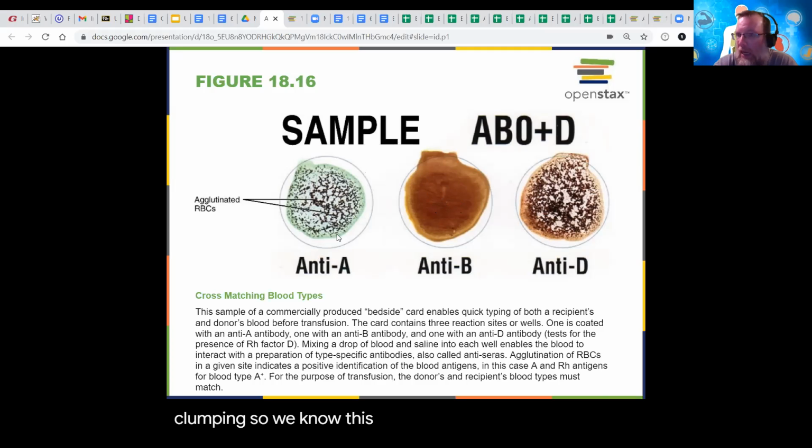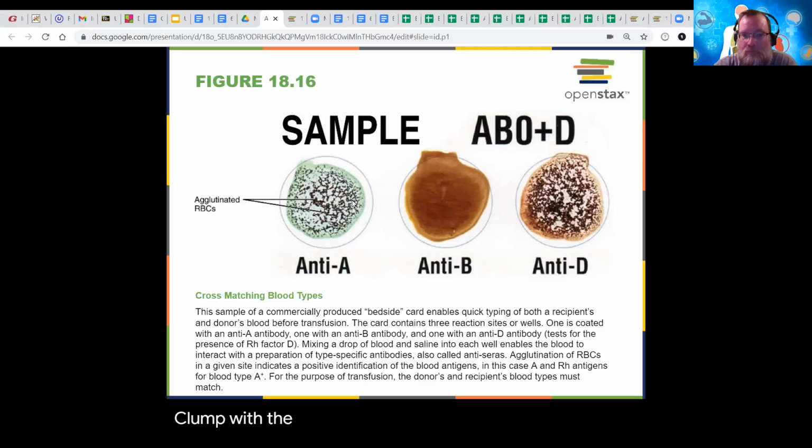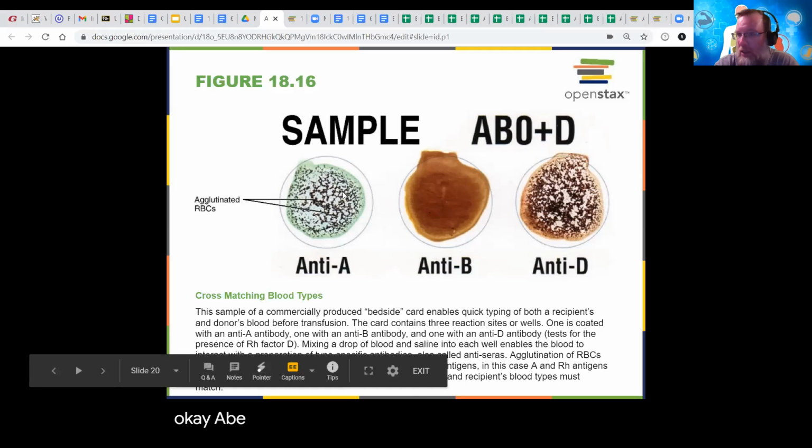So we know this person is not O. We also know they're not AB because if they were AB, both would have clumping. AB, remember, has antigen A and antigen B on their surface. So if I give you anti-A, that's going to clump with the A antigens, and anti-B with the B antigens. So AB blood will be clumping the whole way. O blood, no clumping the whole way. We're just doing the A and the B. So no clumping is O. AB is double clump.